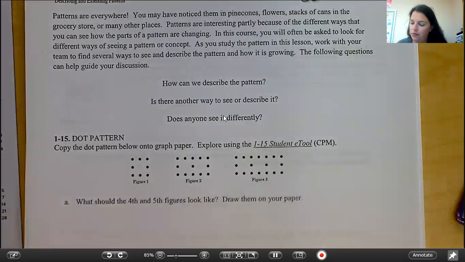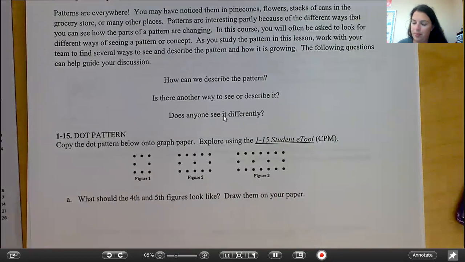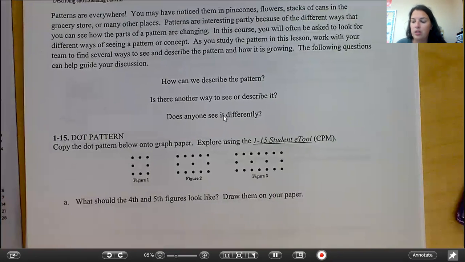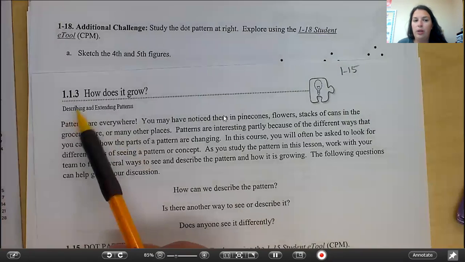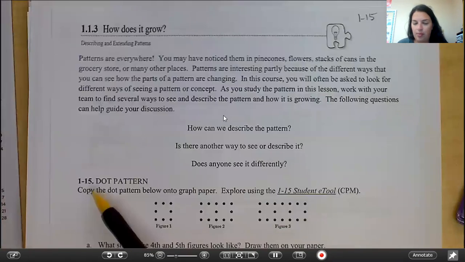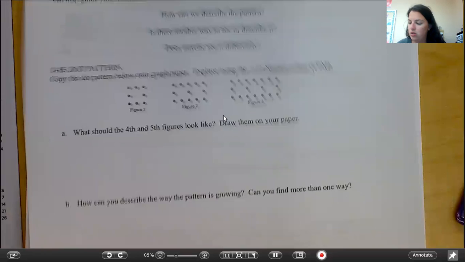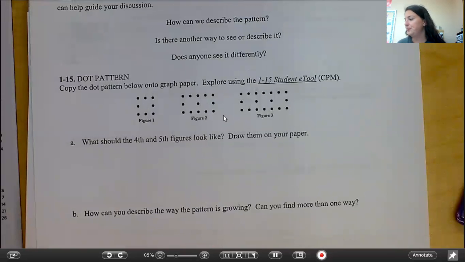Part A says, what should the fourth and fifth figures look like? Draw them on your paper. So you can go ahead and draw them on your paper. If you would prefer to use graph paper, you can do that. Just make sure you label it lesson 113, problem 115, so you know where it belongs. So go ahead and pause and do that.